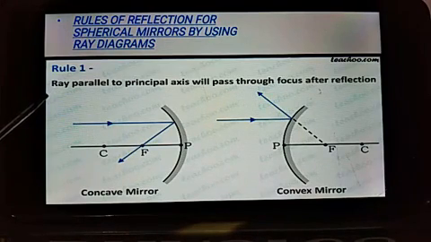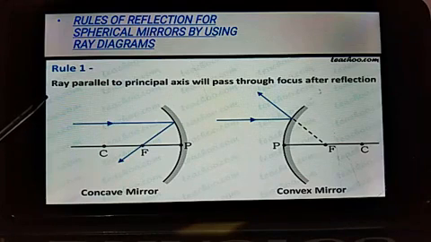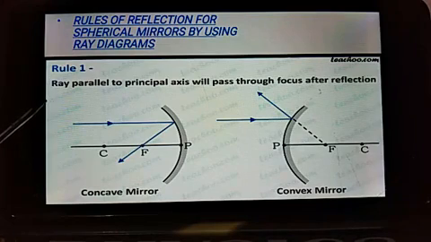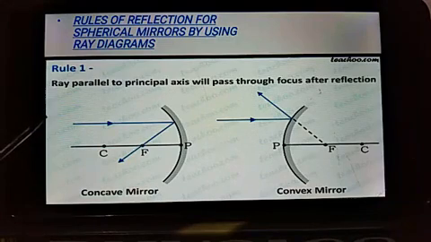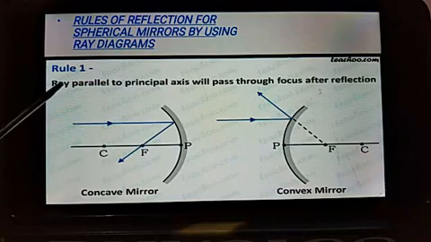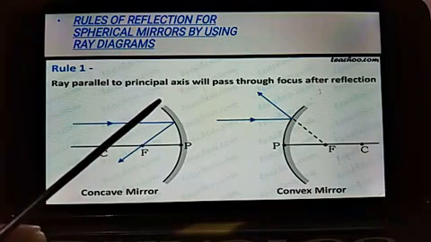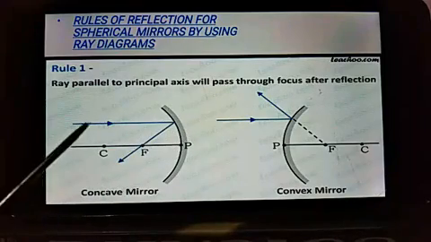Before telling you the rules of reflection, I would like to tell you that there are in total 4 rules, and all those 4 rules you have to learn by heart and practice. So let us study rule number 1. Any ray parallel to the principal axis will pass through the focus after reflection.